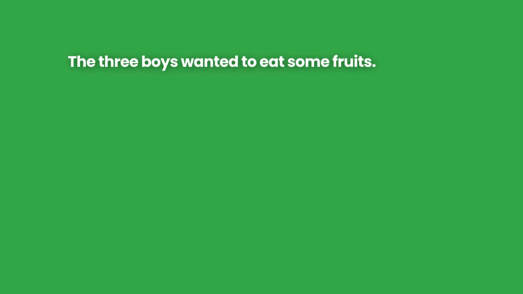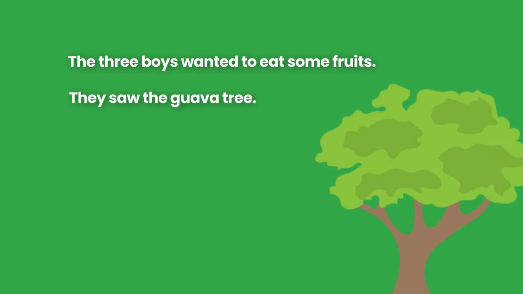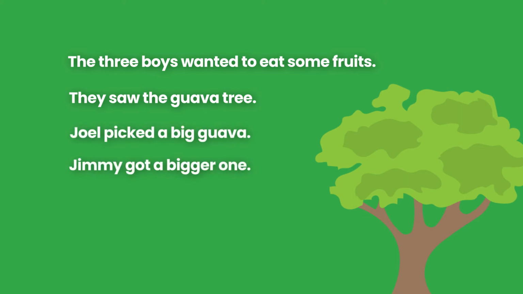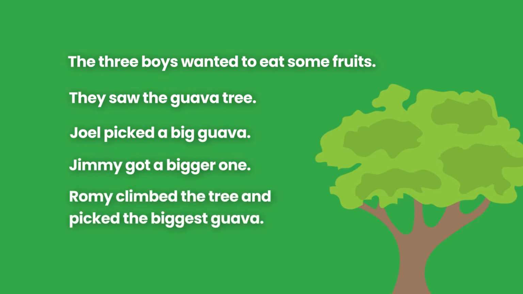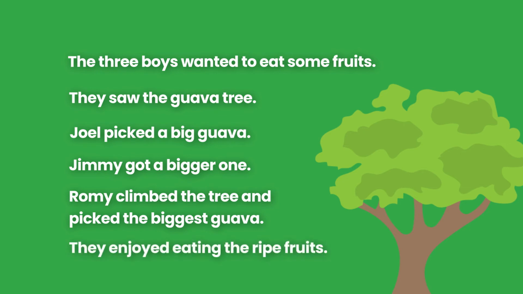The three boys wanted to eat some fruits. They saw the guava tree. Joel picked a big guava. Jimmy got a bigger one. Romy climbed the tree and picked the biggest guava. They enjoyed eating the ripe fruits.